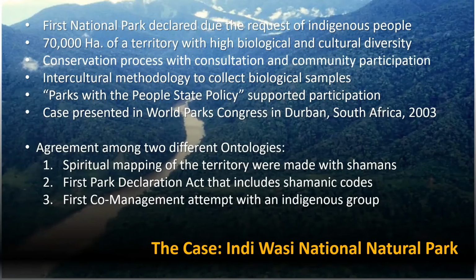Also, it is considered an agreement among two different ontologies. Why? First, spiritual mapping of the territory was made with shamans. The first Park Declaration Act includes shamanic codes, and this is the first co-management attempt with an indigenous group.